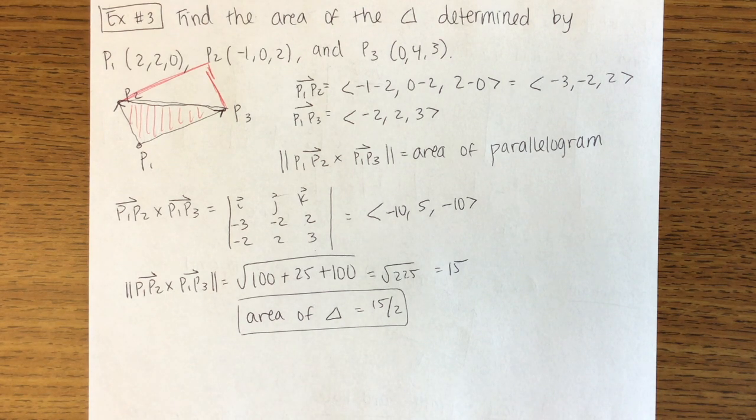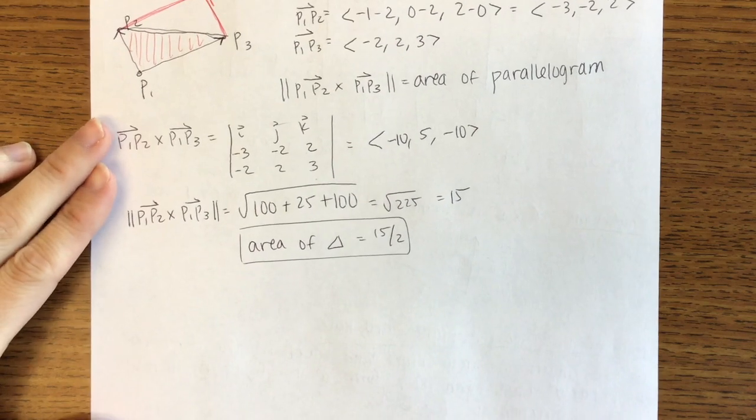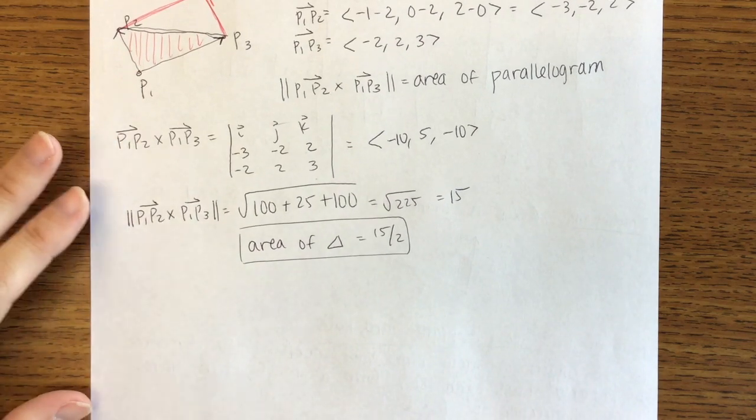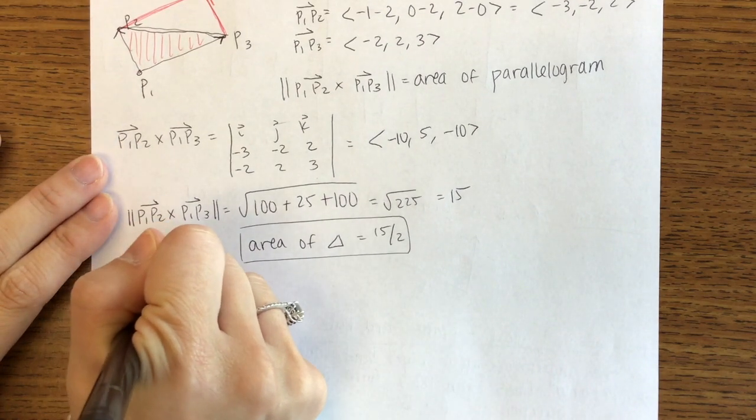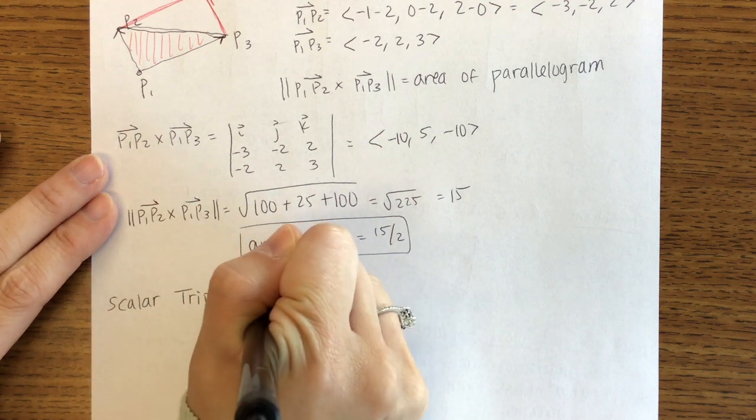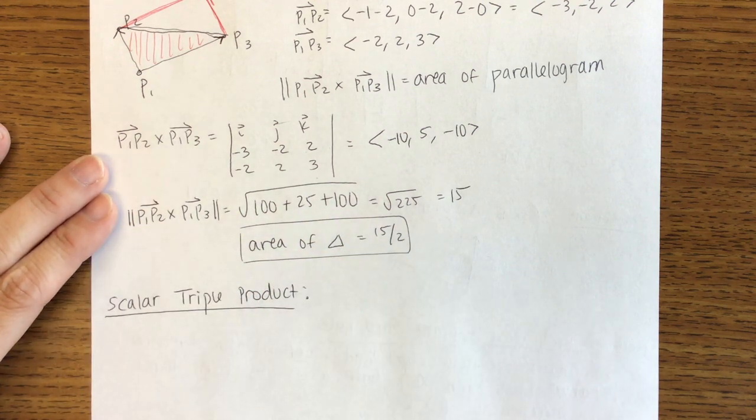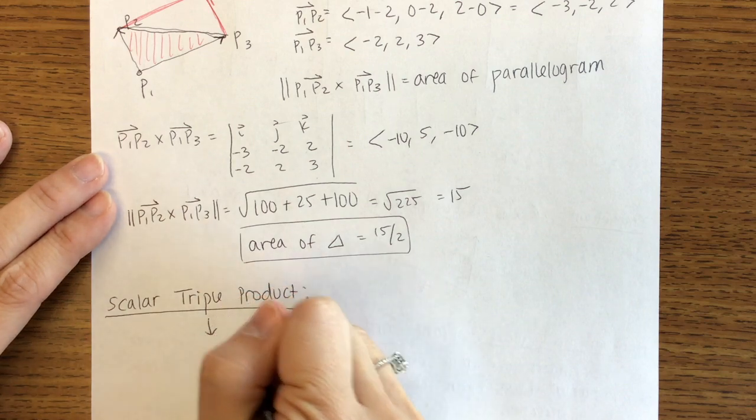Okay, so that is the first 2 applications of the cross product, finding a vector perpendicular to 2 other vectors, and then finding the area of a triangle or a parallelogram. There is one more application of the cross product, and it's called the scalar triple product. Okay, scalar triple product. What that means is you have 3 vectors.